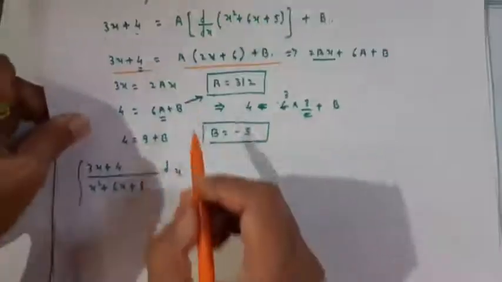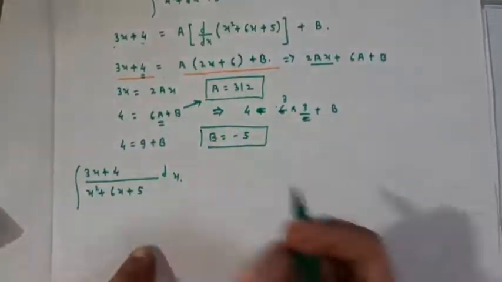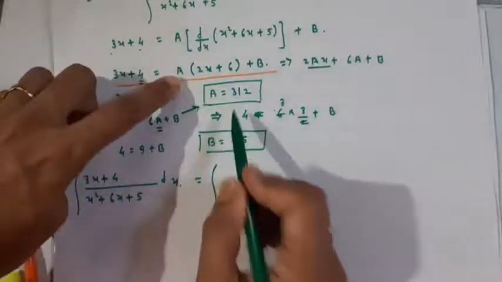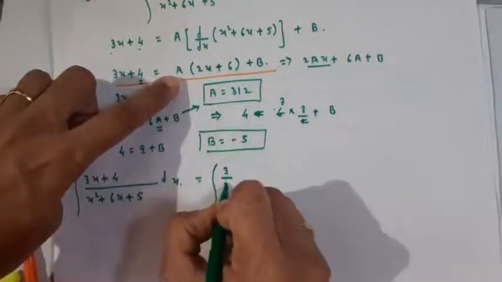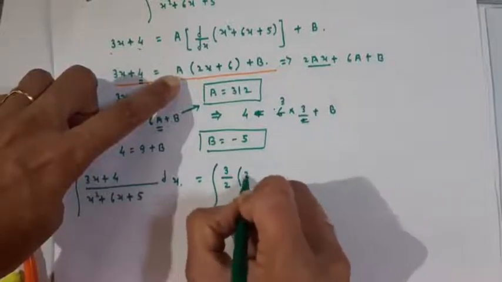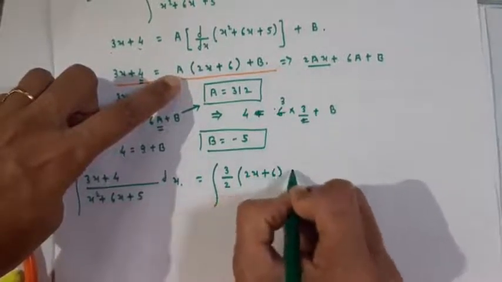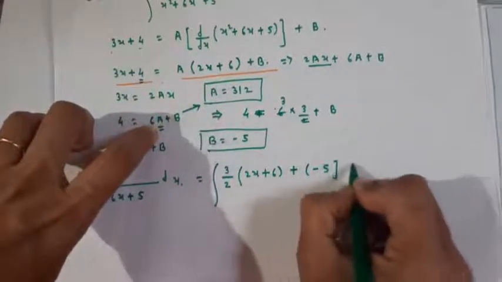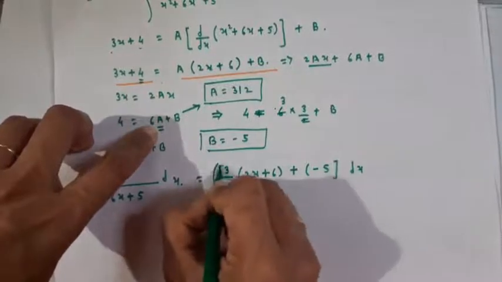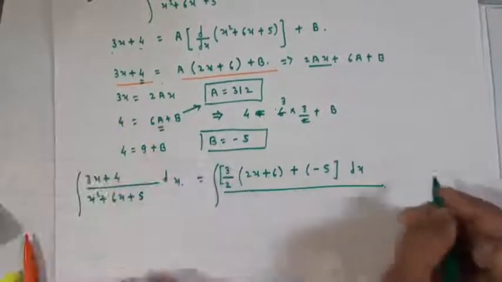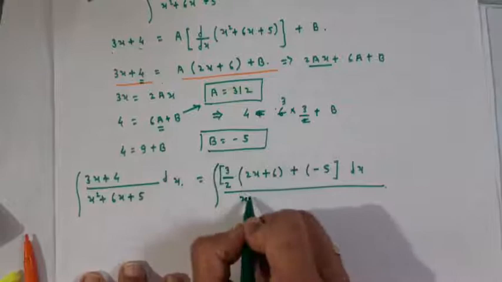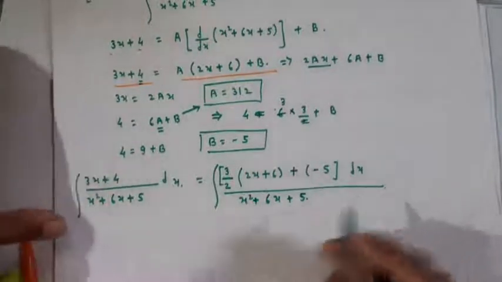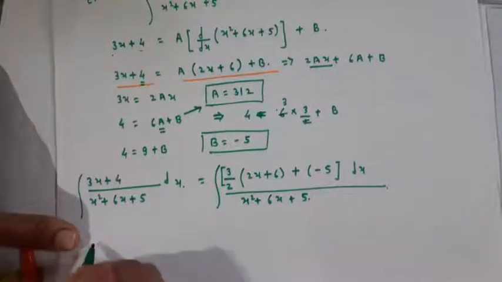Okay, in this way, what is the value of a in the integral? a is 3 by 2. So this is the integration of 3 by 2 into (2x plus 6), plus the value of b is minus 5, and the whole with respect to x upon the denominator. What is the denominator? That is x square plus 6x plus 5. Now take the integration of both the integrals separately.